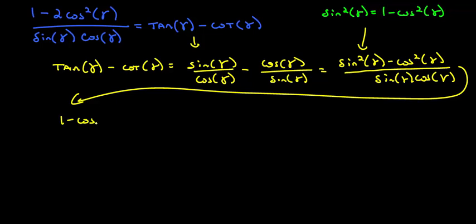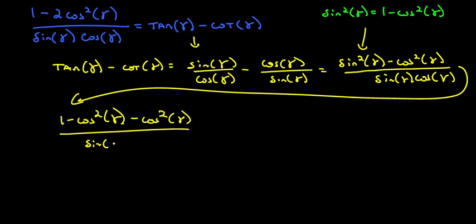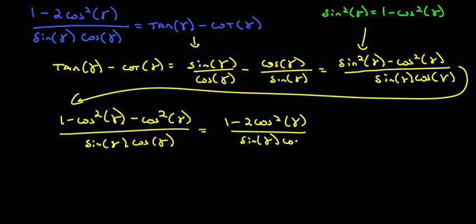So it'll be 1 minus cosine squared gamma minus, there it is, cosine squared gamma all over sine gamma times cosine gamma. And now I've got 2 of these bad boys right here. And so that's going to be 1 minus 2 cosine squared gamma over sine gamma cosine gamma. So that's our proof. So if you look back at what I started at the beginning, if you want to stop right now and you got it, great.